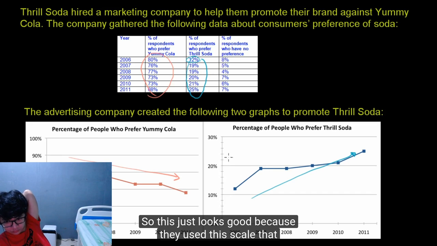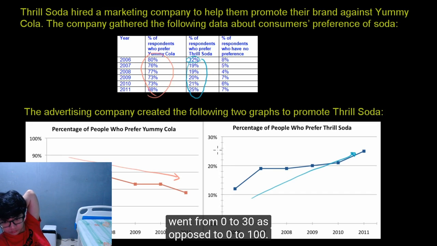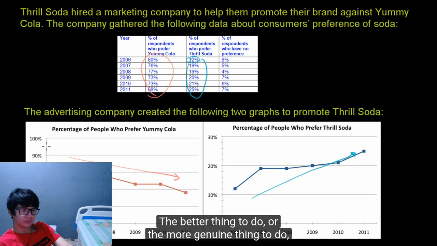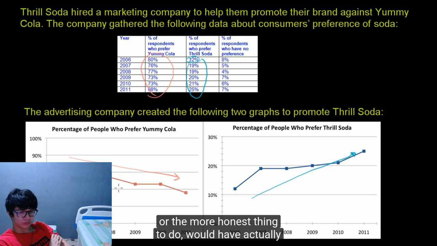So this just looks good because they used this scale that went from 0 to 30 as opposed to 0 to 100. The more genuine thing to do, or the more honest thing to do, would have actually been to plot them on the same graph.